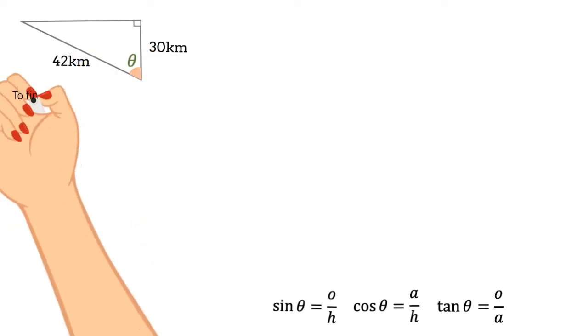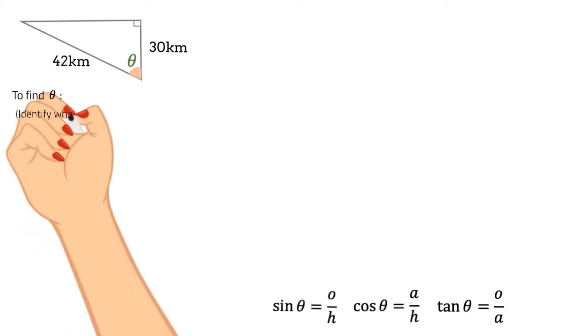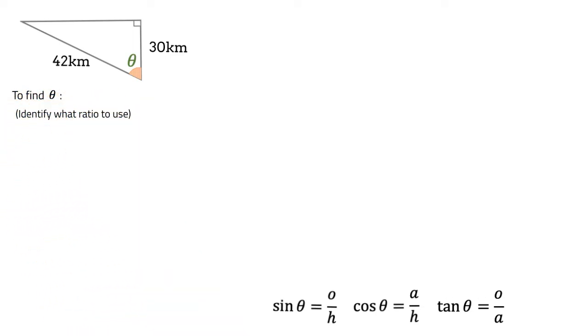Now it's time for our final example. We have a right angle triangle. We know one of the sides is 30 kilometers and that the longest side is 42 kilometers, but we don't know theta. So to find theta, we need to first identify what ratio to use. I have my adjacent and I have the hypotenuse. So I look through my trig ratios, and the only one that includes both of those is cos. So I'll be using cos.